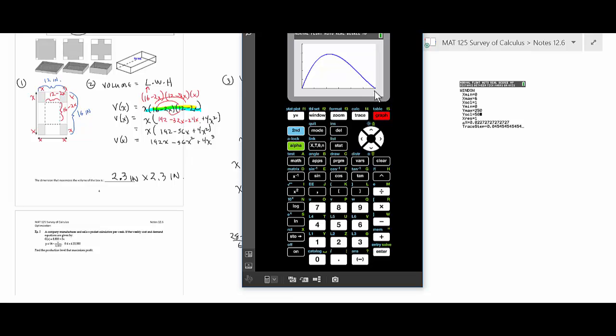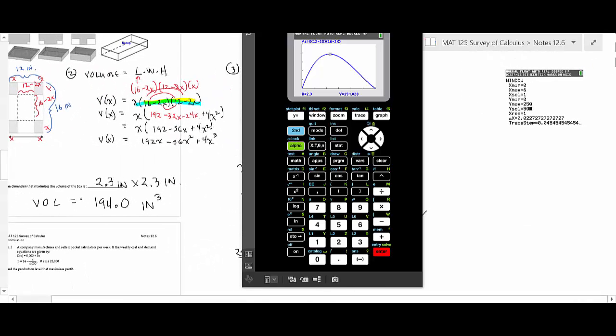Notice that at 6 you have 0 volume. Does it make sense why you have 0 volume at 6? Because you have a piece of paper. You don't have a box. Now if you trace at our answer, 2.3, you can tell that's a max, and that volume would be the Y value. So let's write down that that volume is going to be about 194. Let's just round it off to 194. That's good enough. And that would be in what kind of units, if it's volume? Cubic.